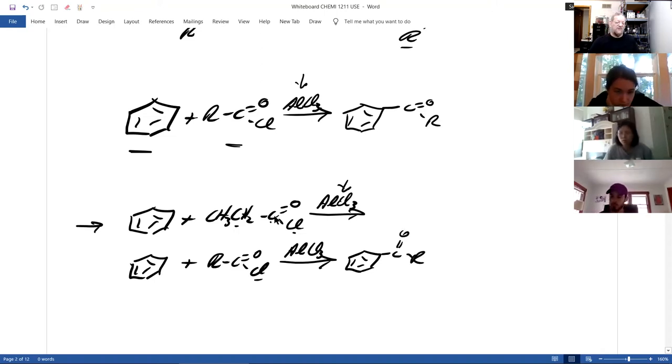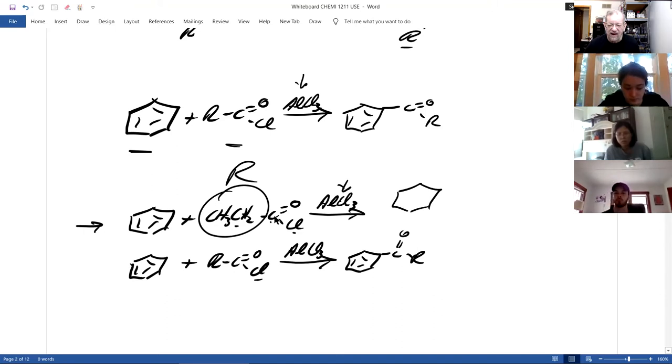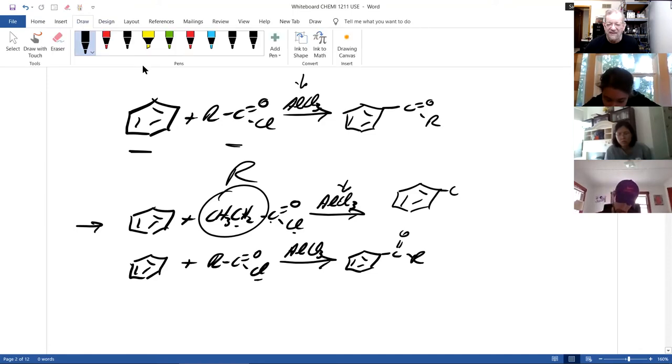This makes HCl, which is neutralized. That's inorganic stuff. We're not going to worry about that in this reaction. So what's my R group? Ethyl. I have a benzene ring, carbonyl, carbon, not wanting to be drawn. Let's try that again.